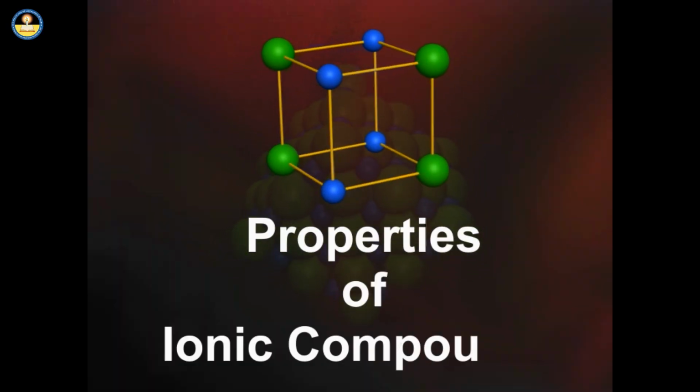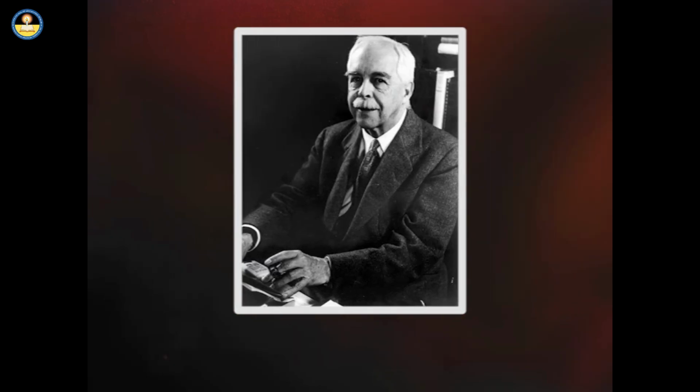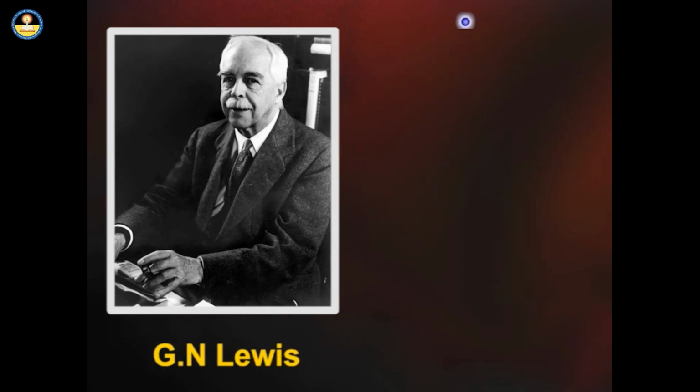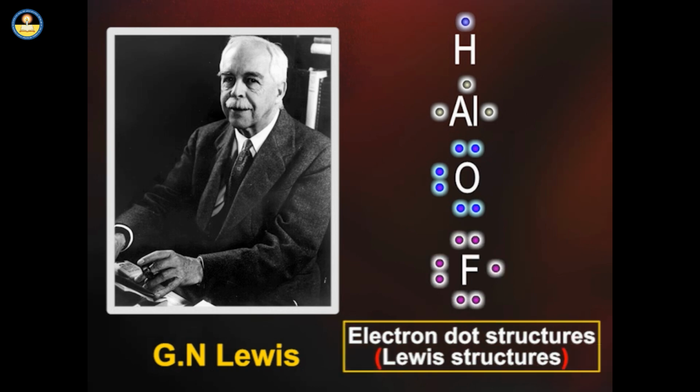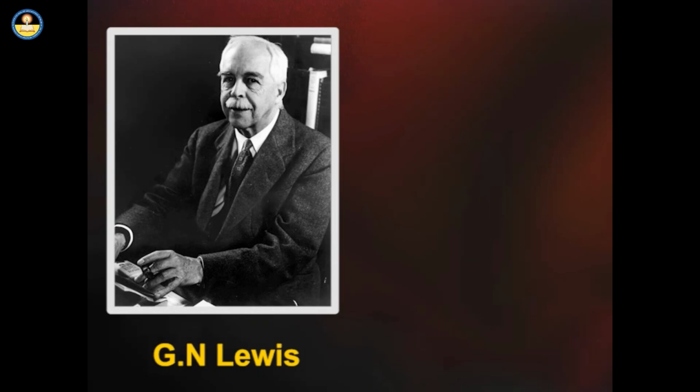Properties of ionic compounds. In our last episode, we learned that a convenient method proposed by G.N. Lewis involves putting dots to represent the valence shell or the outermost shell electrons around the symbol of an element. Such representation is called electron dot structures. We also learned that a sodium atom is represented by Lewis dot formula as Na dot, which means that one electron remains in the outermost shell.